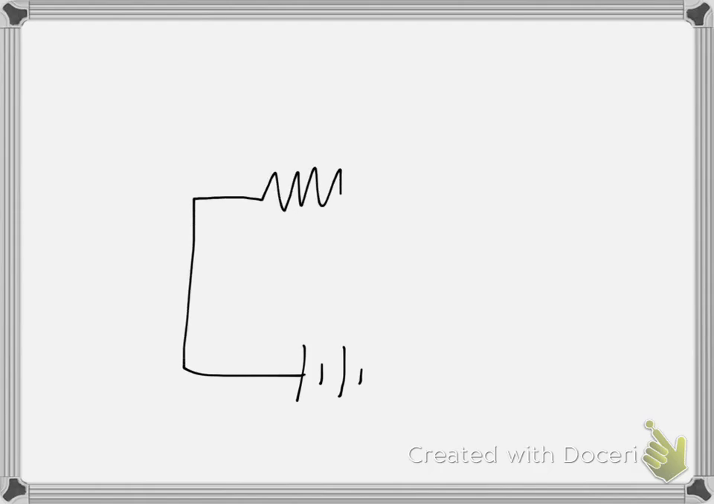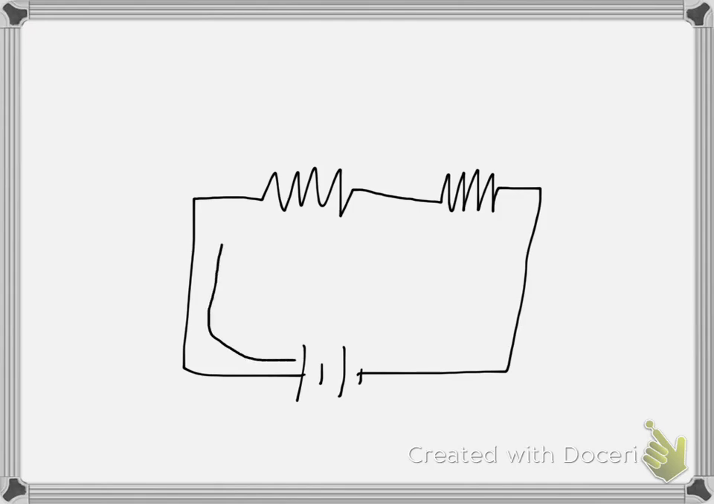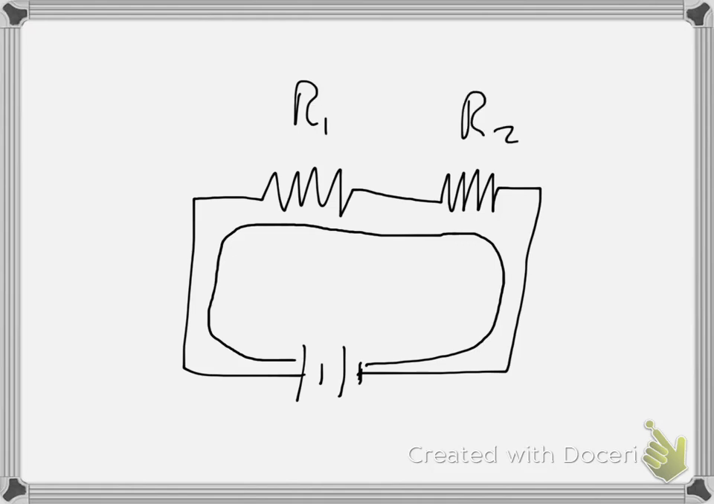And a very simple circuit might look like this. Here's my battery, and I may have a resistor right here, and another resistor right here, and they just form one complete loop. So my current starts here, flows through the first resistor, then through the second resistor, and then back into the battery. I can label this resistor 1 and this resistor 2.